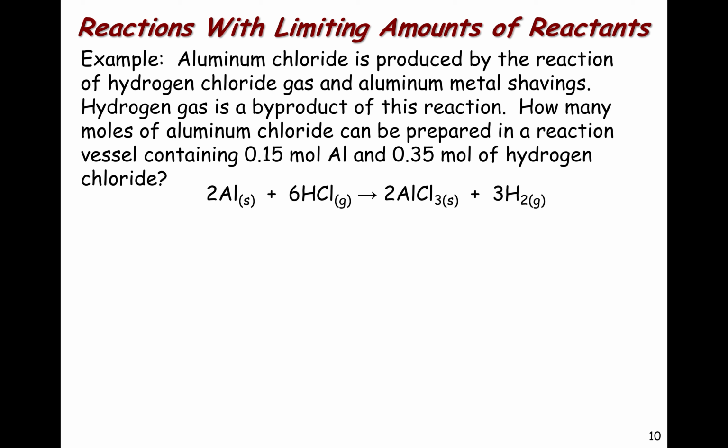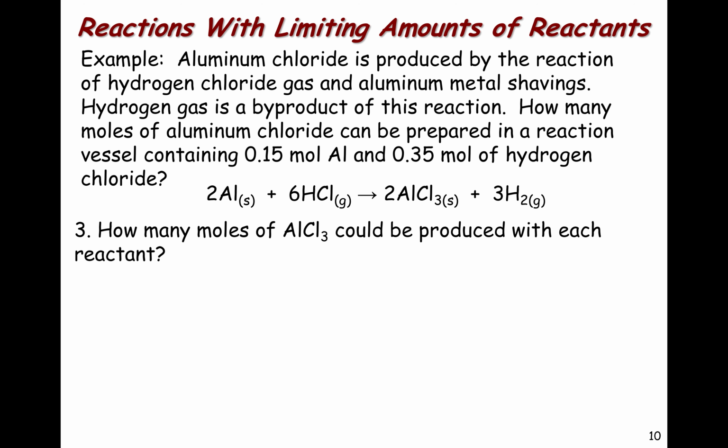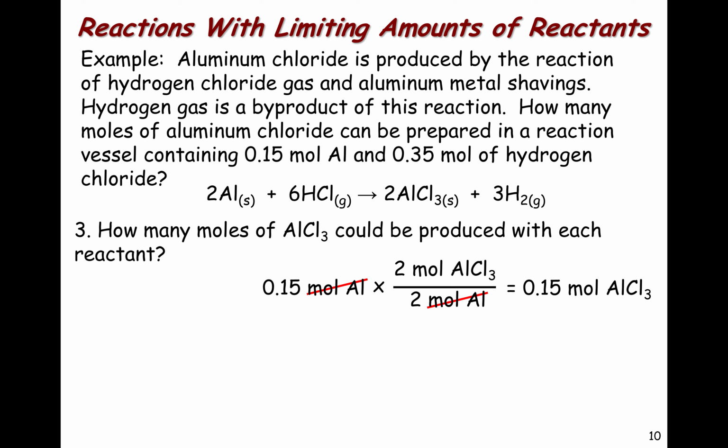Finally, we need to do our limiting reagent calculation starting with the givens in the problem. So how many moles of aluminum chloride could be produced from each of the 2 given moles of reactants? So if we start with the moles of aluminum and use the mole ratio between the aluminum and the aluminum chloride, in this case then from the balanced reaction the ratio is 2 to 2. So in this case then we would cancel the moles of aluminum and come up with 0.15 moles of aluminum chloride if the aluminum was the limiting reagent.